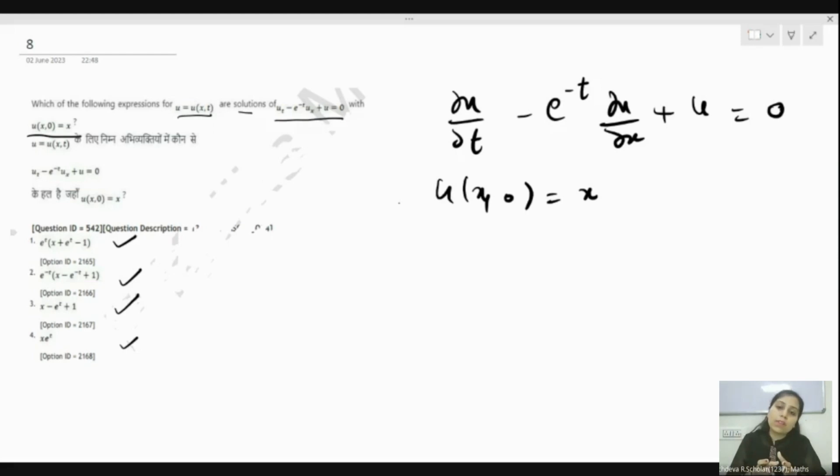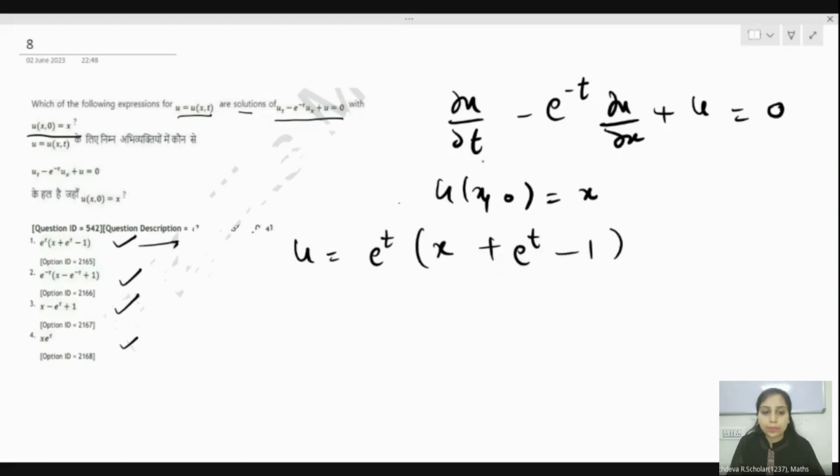You can solve it also like we solved in the earlier three questions, by taking the Lagrange equation, solving one by one, first two, then second two, then combining them and putting in the initial condition. You can do it that way also. But now we are taking the options one by one. The first option says u is equal to e raised to power t times x plus e raised to power t minus 1. So we can write it as e raised to power t into x plus e raised to power 2t minus e raised to power t.